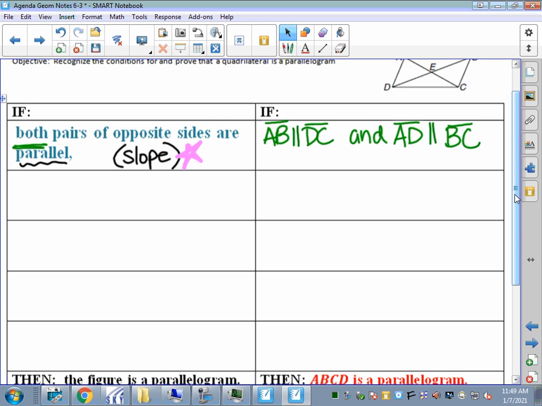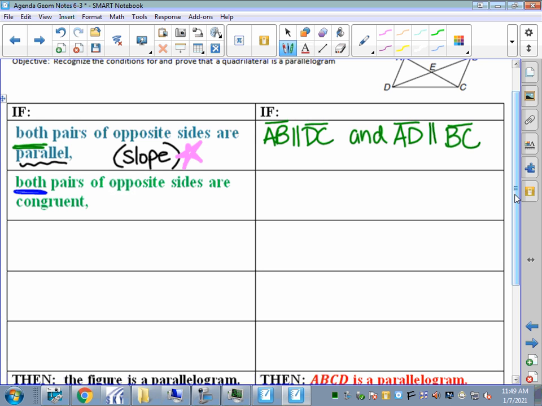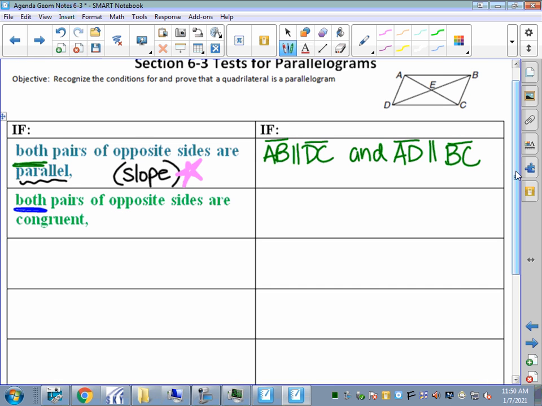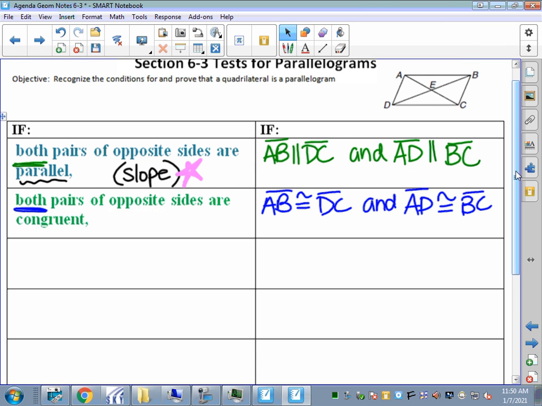The second reason that you could say that this is a parallelogram is if both pairs of opposite sides are congruent. Notice, again, important, it has to be both pairs of opposite sides. So I could say that side AB is congruent to DC and side AD is congruent to BC. Everybody remembers that congruent means equal, right? So both of those things have to be true. There's an and there for a reason. It has to be both pairs of opposite sides are congruent.